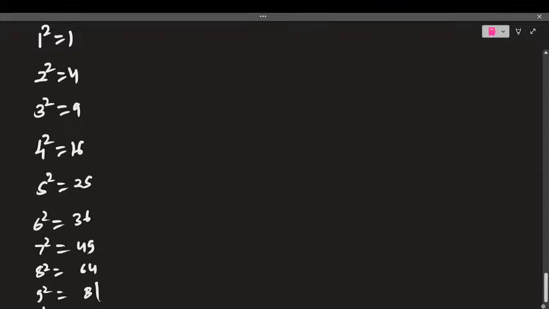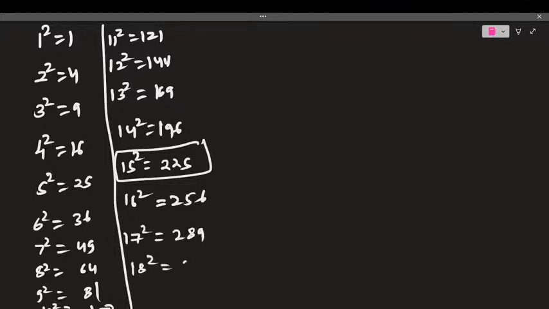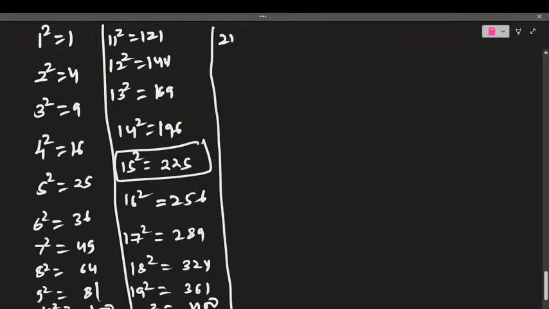Then do you remember the square of 11? 11 square is 121, 12 square is 144, 13 square is 169, 14 square is 196, 15 square is 225, 16 square is 256, 17 square is 289, 18 square is 324, 19 square is 361, and 20 square is 400. And I will suggest you remember up to 30 at least. 21 square is 441, 22 square is 484.